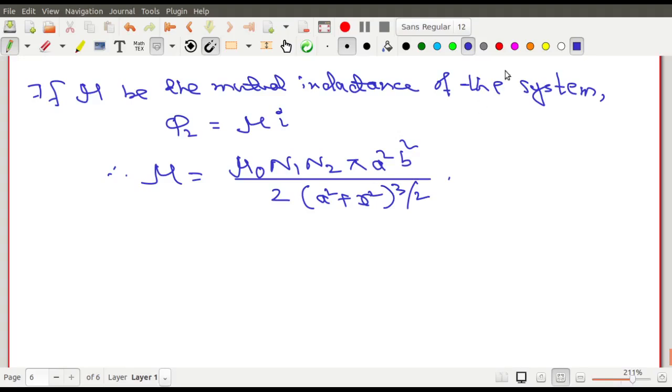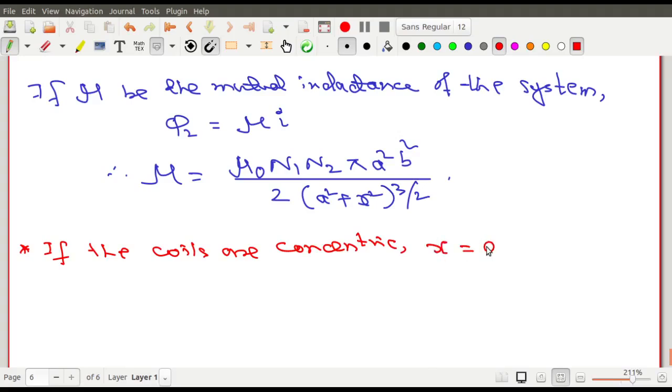From here we can consider a special case. If the coils are concentric, means they are having the same center, then x equals 0. This is one coil, this is another coil. These are the two coils, so the centers of both of them coincide. That is concentric, that is x equals 0.